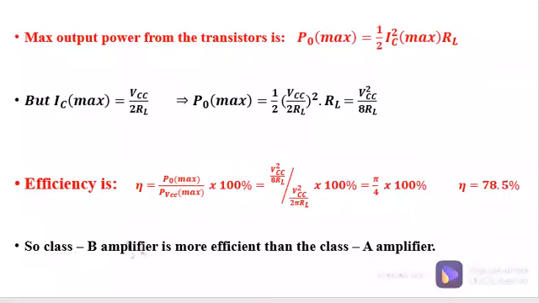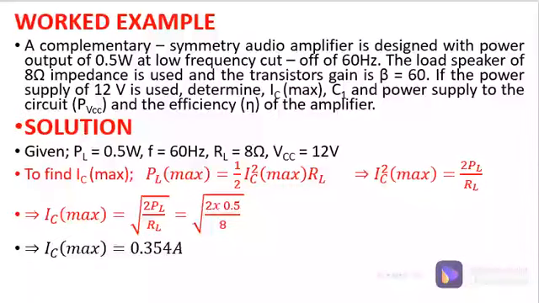So the class B amplifier is more efficient than class A, because in class A, the transistor is always conducting. Now let us take a worked example to see how we can use those formulas we have just finished discussing.